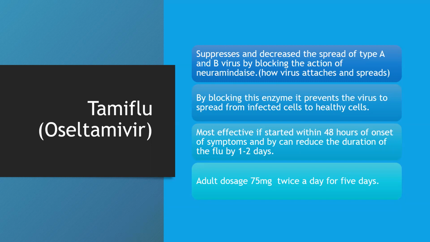It's most effective started within 48 hours of onset of symptoms. It can reduce the duration by 1 or 2 days. So we do know if you use these early on, you can have a reduction in the duration of it. But again, it has to be used early on. The minute you have symptoms of the flu, it needs to be given.